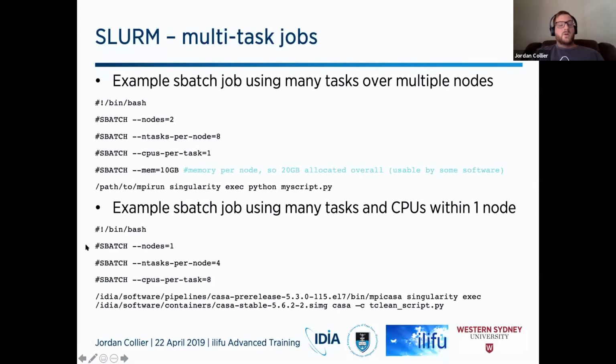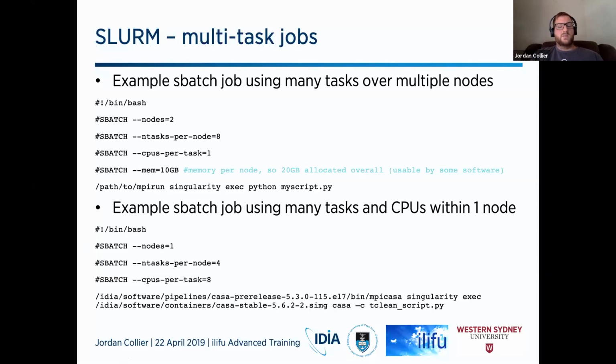Or you could even use both. You could use many tasks and many CPUs. And in this case, within one node, you could do it over multiple nodes. In this case, I'm doing one node, 4 tasks per node, and 8 CPUs per task. So this is using all of the CPUs on that node.